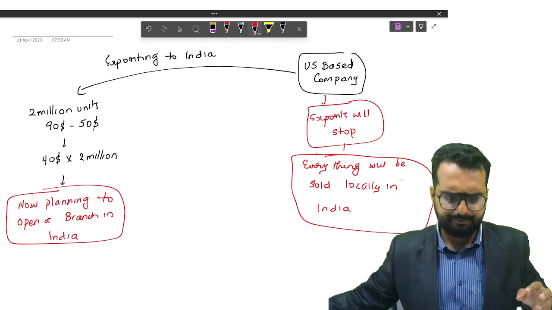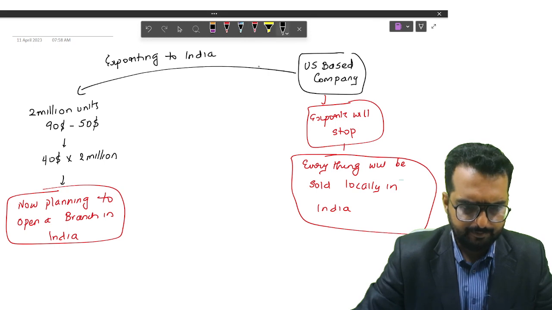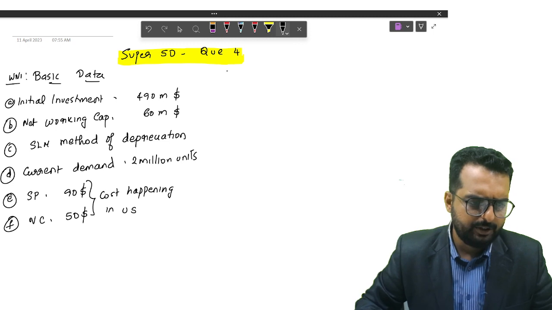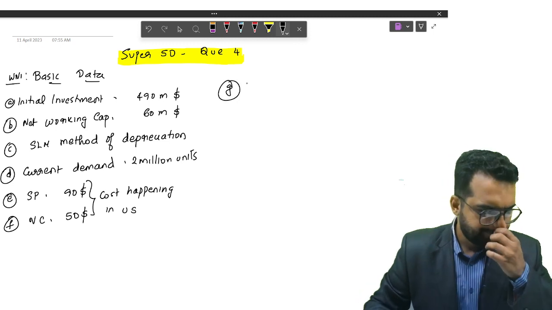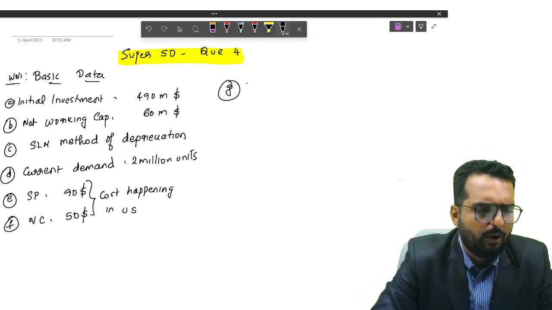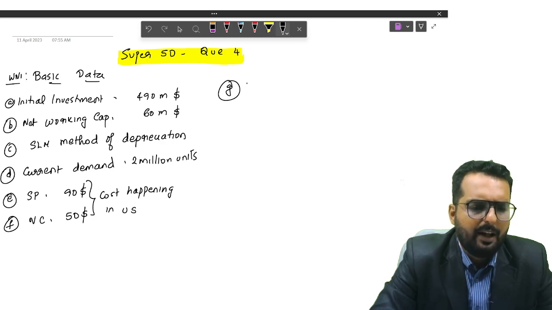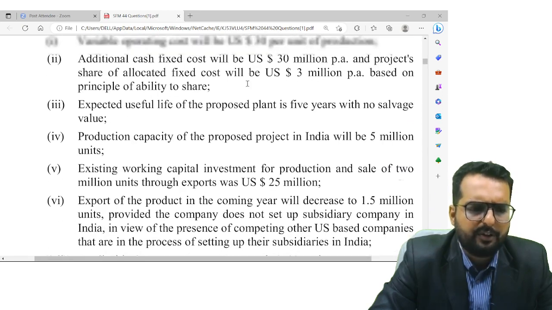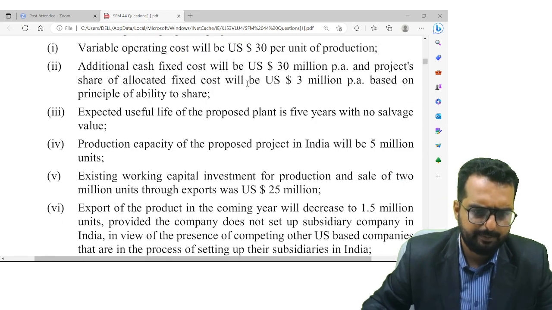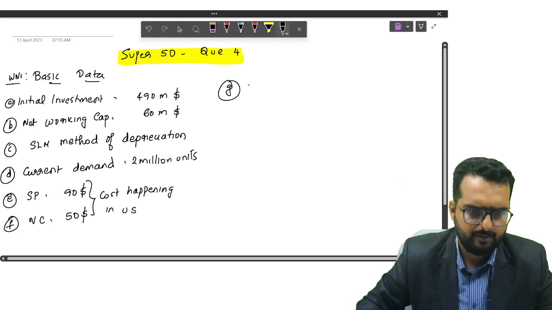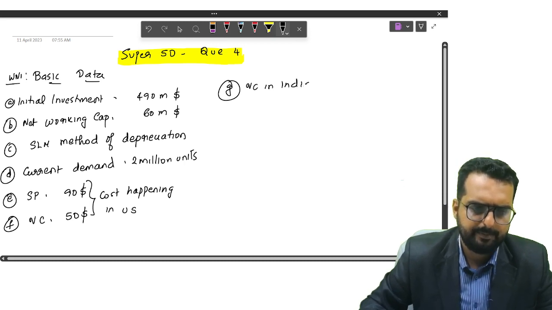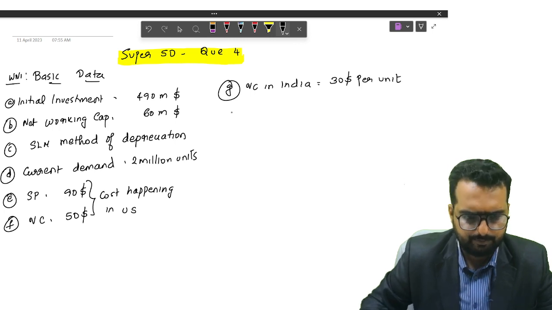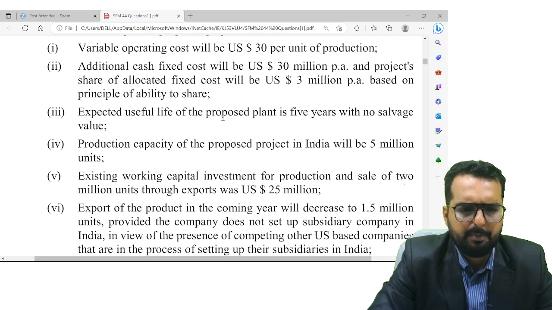All right, so let me continue now. We have reached here. I'll just go to points E, F, G. So we have put the variable cost and the selling price also. And now we will put point G. Let's come down. Variable operating cost is how much? $30 per unit. Variable cost in India is equal to $30 per unit.